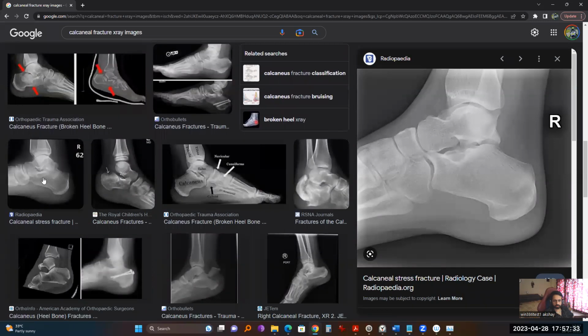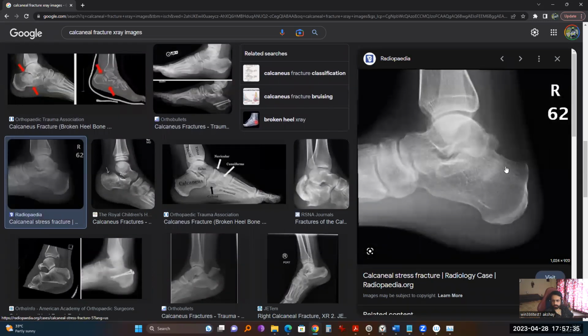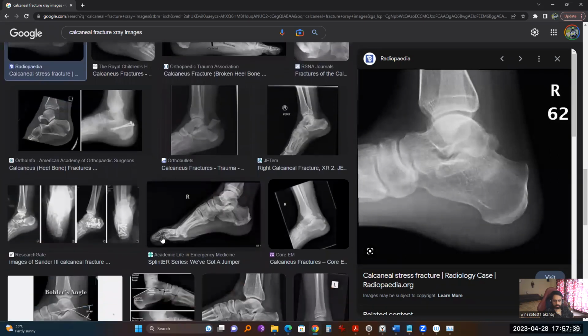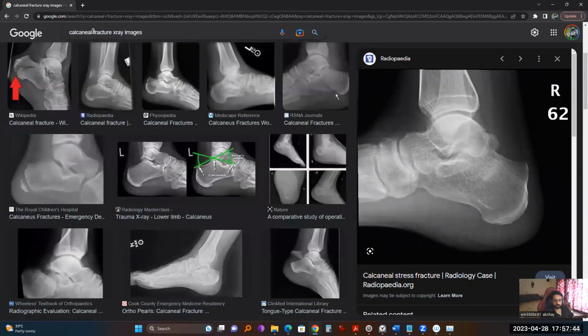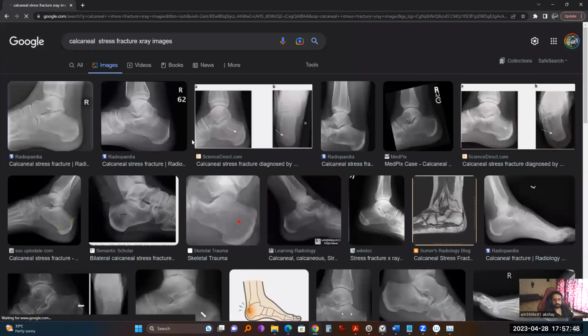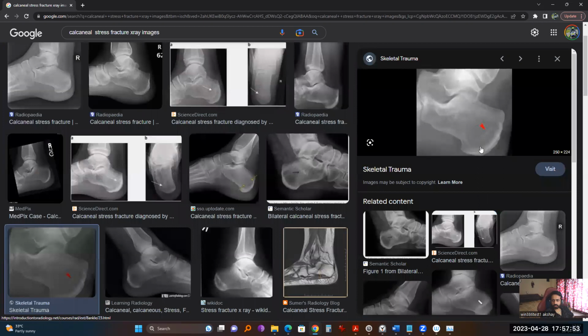I'll show you better images. There's another one. See, the calcaneal stress fracture. This one is better. See, the trabecular lines are in this orientation, and 90 degrees to it is the fracture line. The sclerotic area that you are seeing over here is the calcaneal fracture.